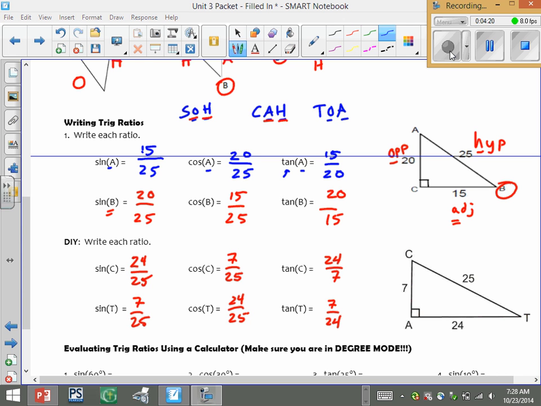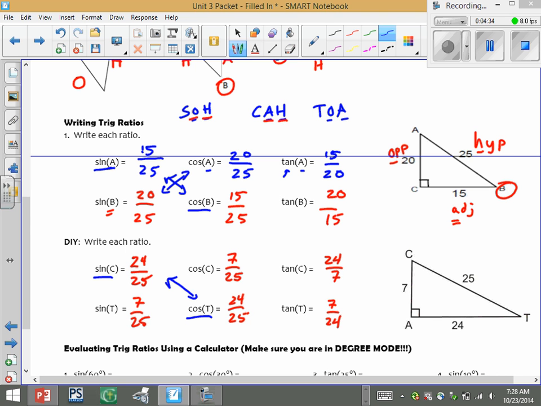One thing you should notice in both of these is that the cosine of one angle is equal to the sine of the other angle. So the sine of angle A equals the cosine of B. Same fraction, same ratio. Same thing down here: the sine of C is the same thing as the cosine of T, and the cosine of C is the same thing as the sine of T. And there's a relationship there.